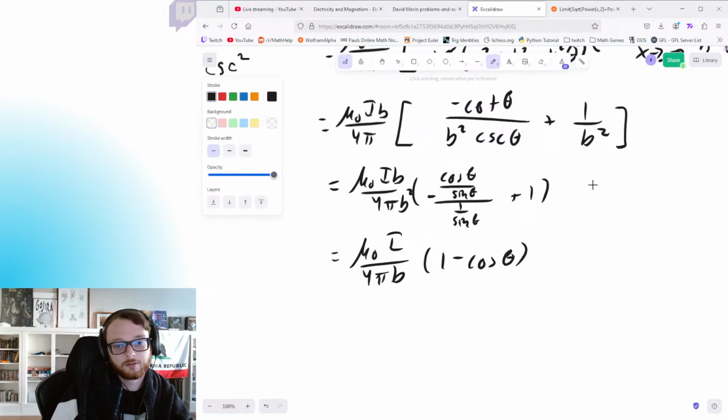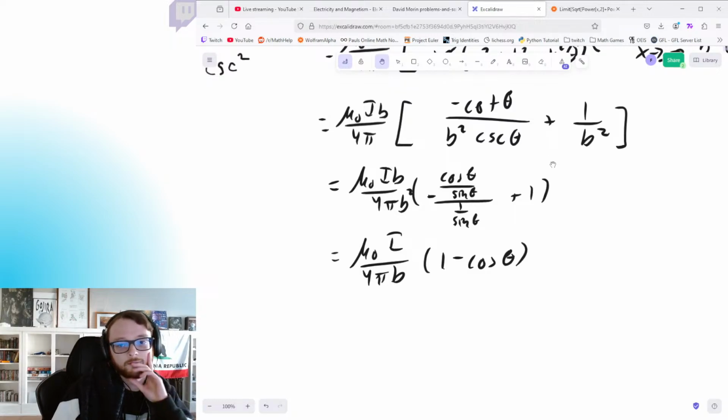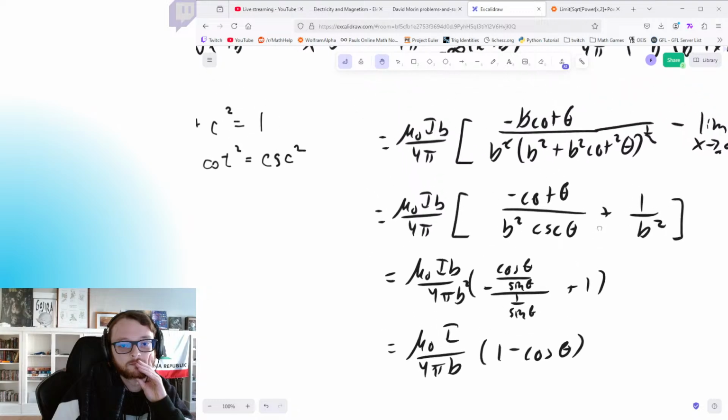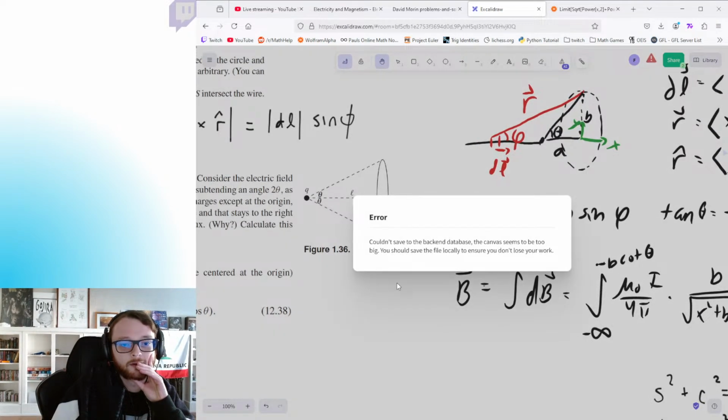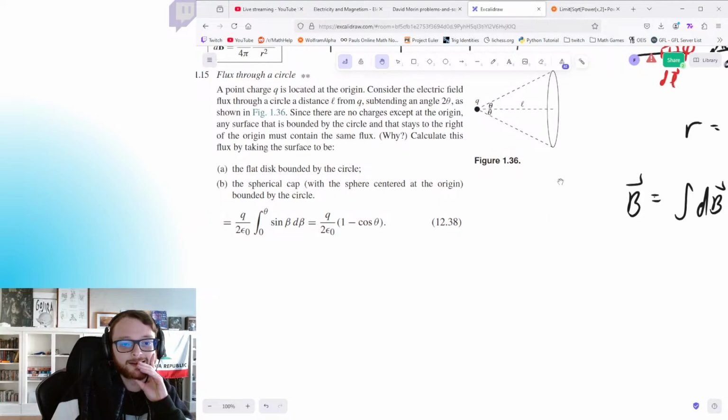Okay. Well, that's nice, because look at what you brought over from the previous chapter. It had a 1 minus cos in it as well. That's kind of encouraging. Yeah, you're right.